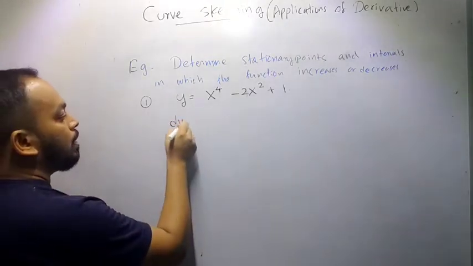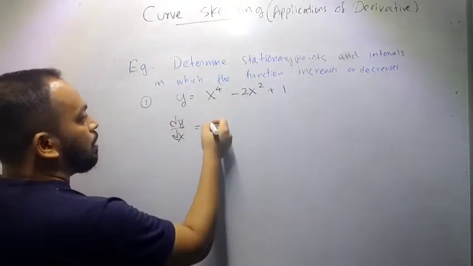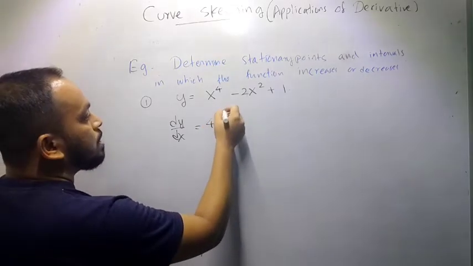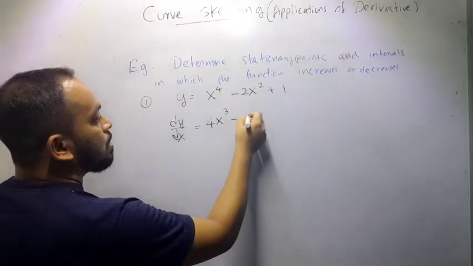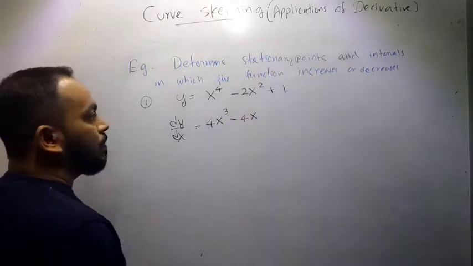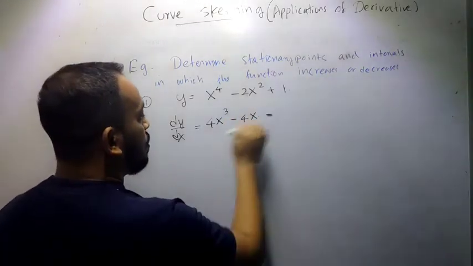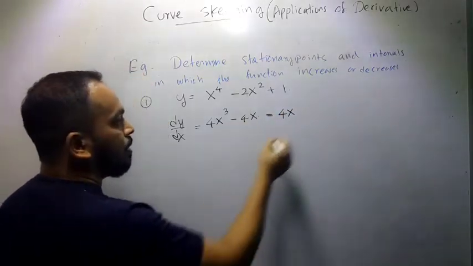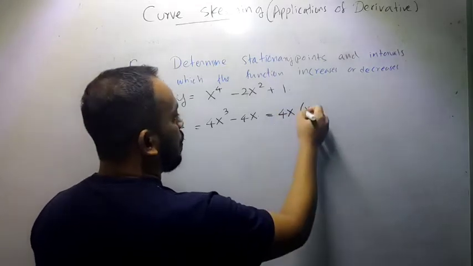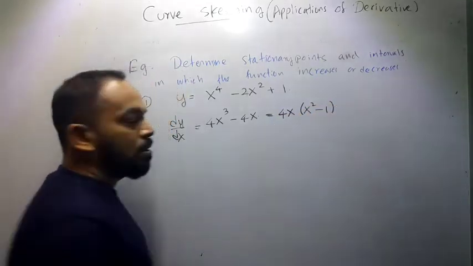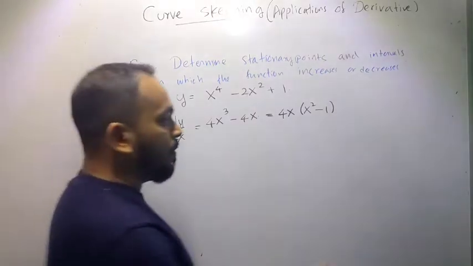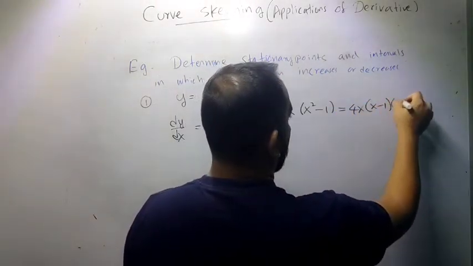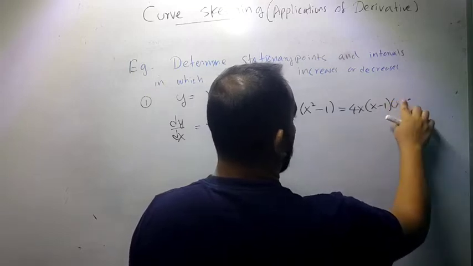dy by dx would be 4x cubed minus 4x. You can see 4x is common. Let's factor it out, and we are left with x squared minus 1. So we can keep on simplifying this one. So this is 4x, x minus 1, x plus 1.